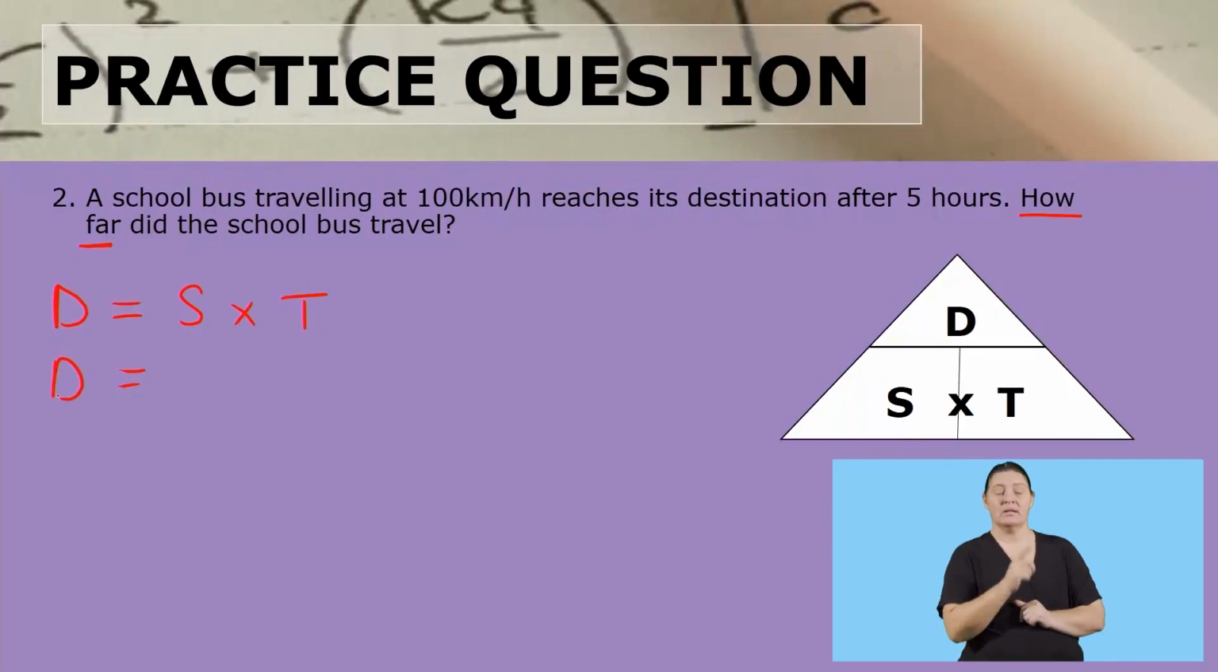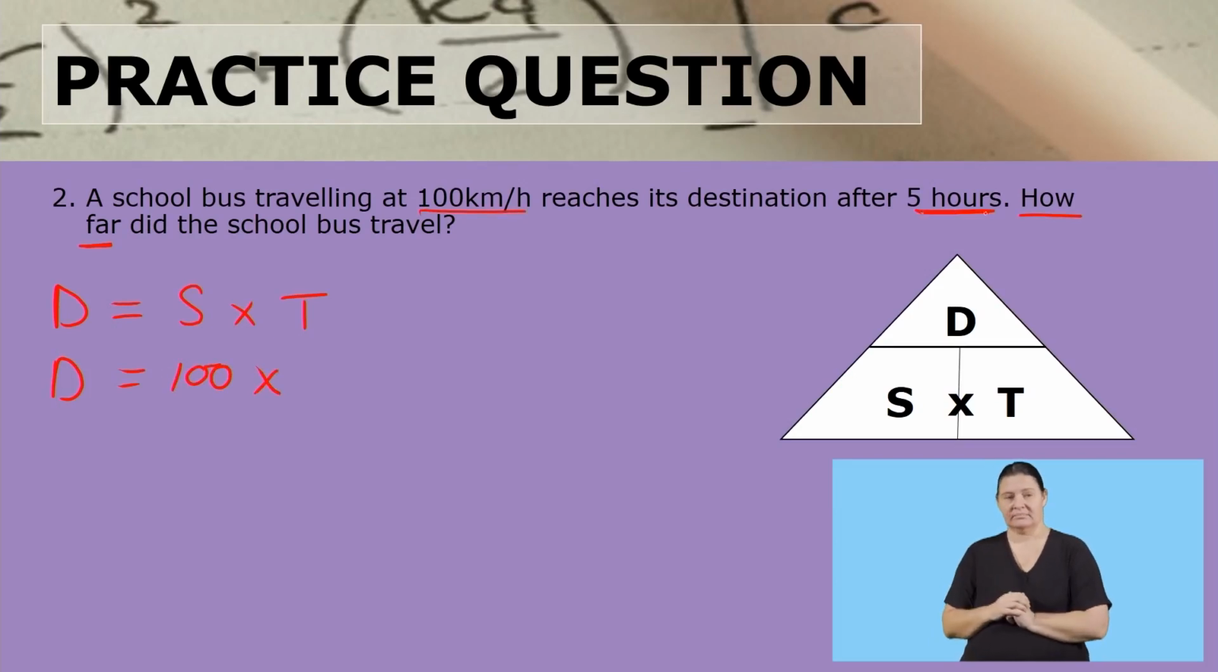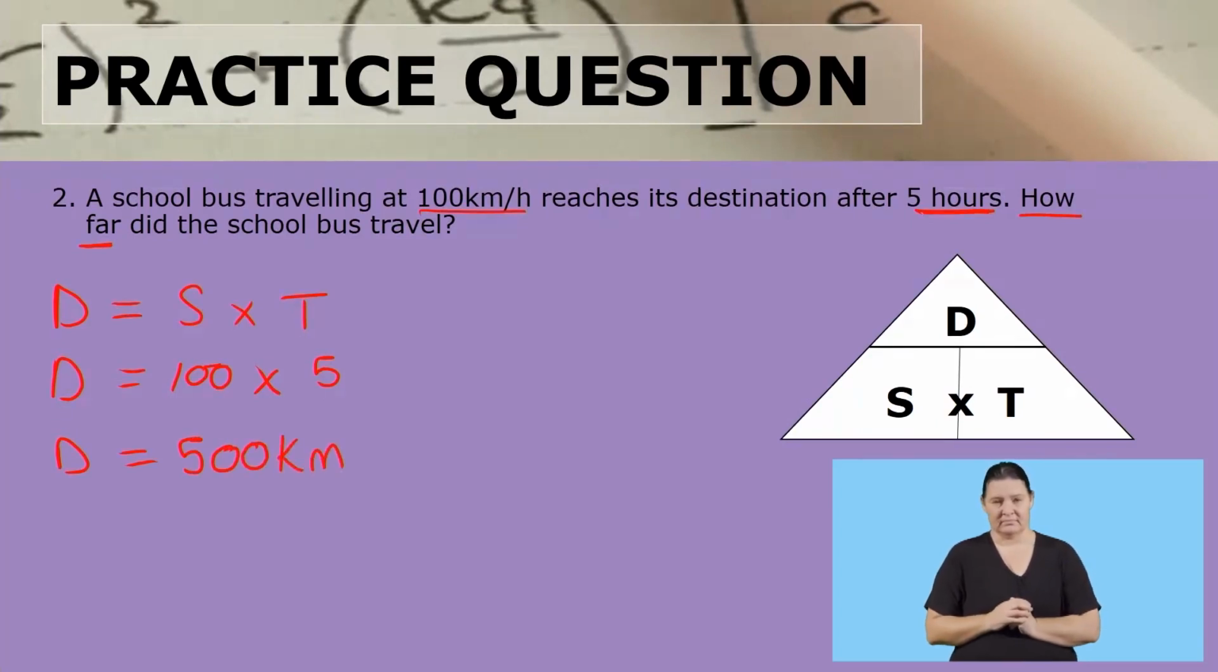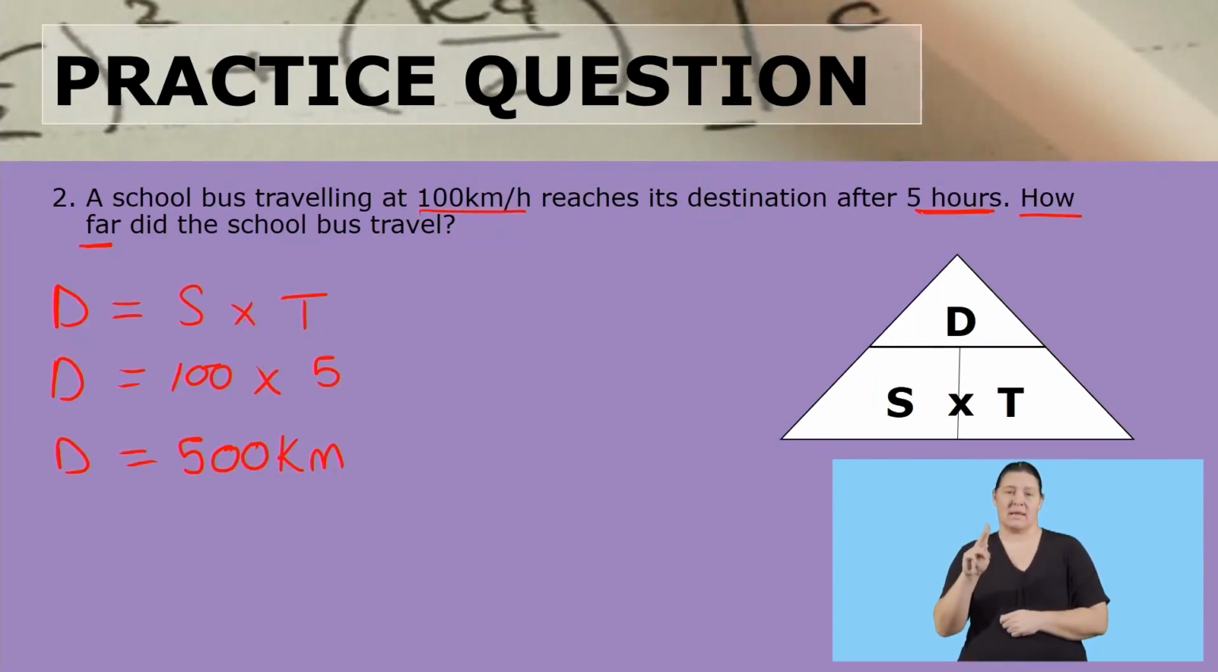And when we look at the information that we've been given, we have been given a speed of 100 kilometers per hour, and we are multiplying that by the time, which is our 5 hours. When you say 100 multiplied by 5, that will give you an answer of 500, and that is going to be in kilometers. And when we look at the rate for this scenario, our rate is that every hour this bus was traveling for 100 kilometers. So our rate is 100 kilometers per hour.